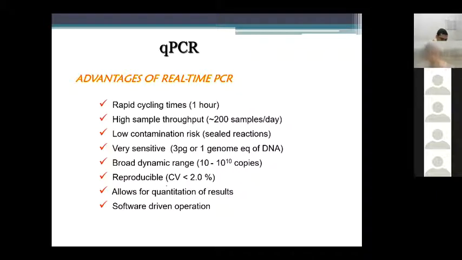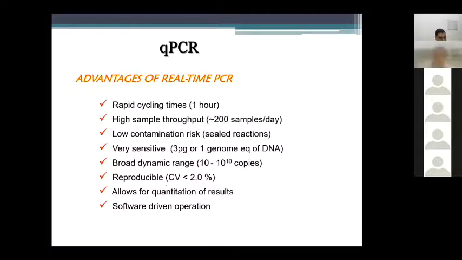So now we have learned what PCR is, what the different reactions of PCR are, and other things. Now, what are the advantages of real-time PCR, the disadvantages of PCR, and also what are the applications of PCR?